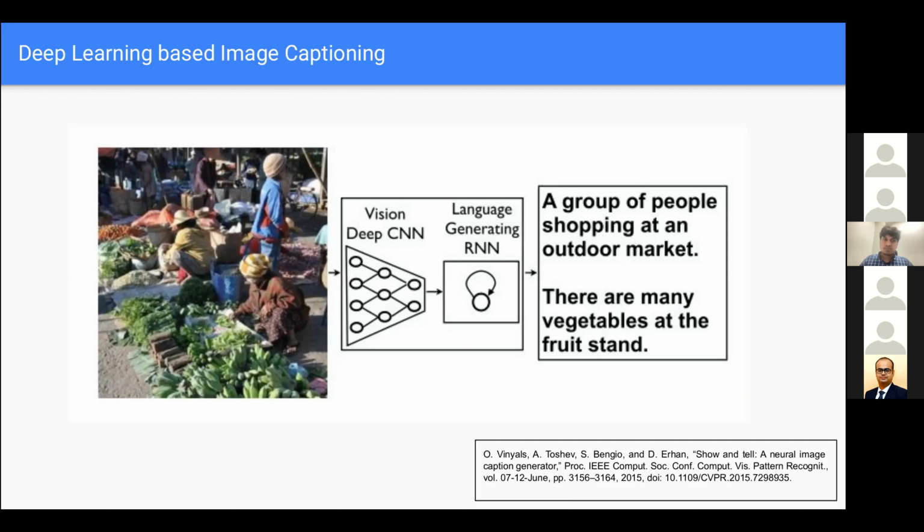As you can see from the figure here, the Vision Deep CNN essentially translates the features from the image and then uses those features as an input to the recurrent neural network that eventually generates the English language sentence. To give you an example, the image that you see on the left is probably of a vegetable market, right? The English language sentence that the neural network generated was: a group of people shopping at an outdoor market. There are many vegetables at the fruit stand. These were simple sentences that the system proposed in this research paper was able to generate looking at this image.